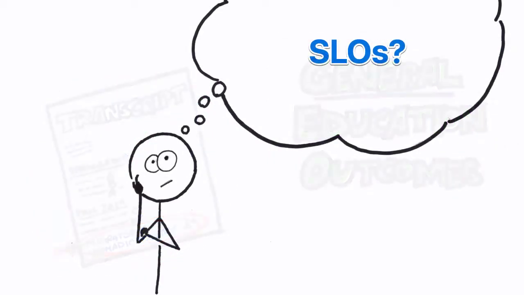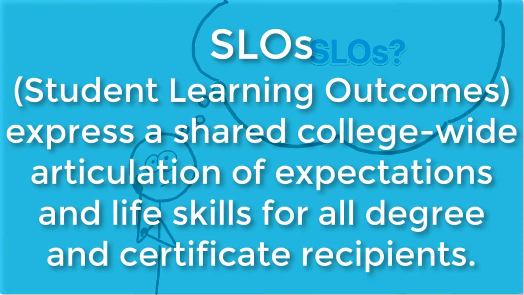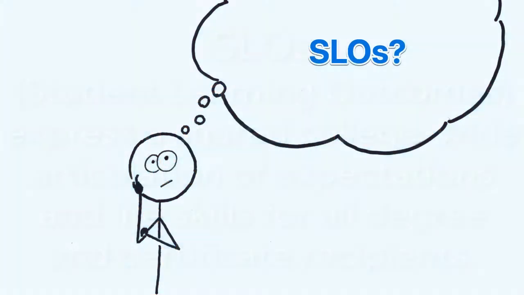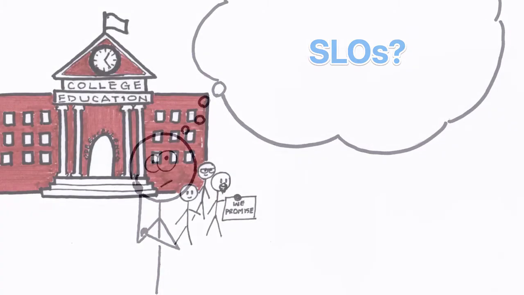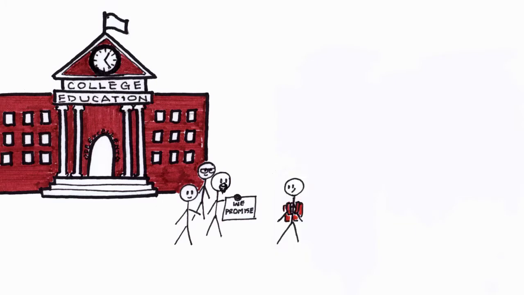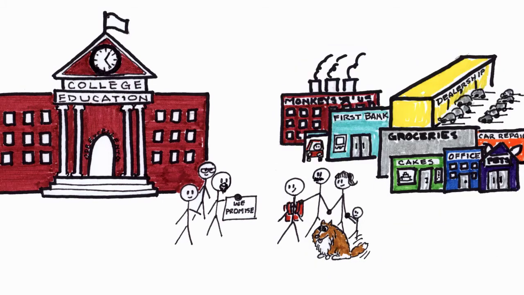So, what are student learning outcomes? Student learning outcomes, commonly called SLOs, express a shared college-wide articulation of expectations and life skills for all degree and certificate recipients. The SLOs represent a profile of our students at completion of their credential, and as such, also represent a promise to our students, their families, and our community.